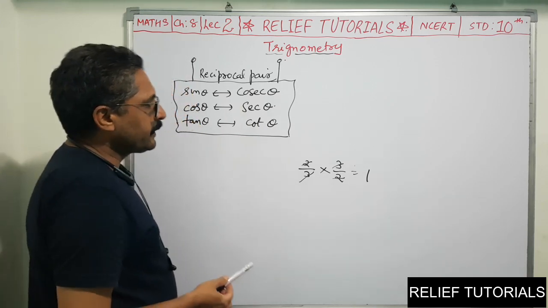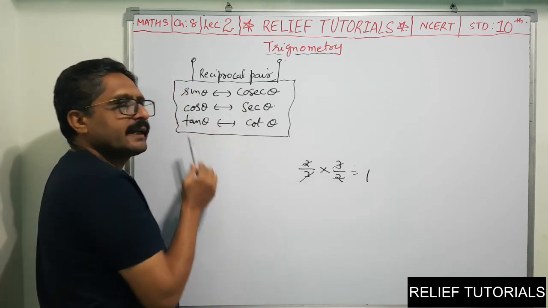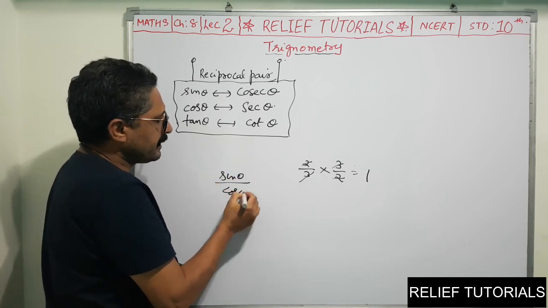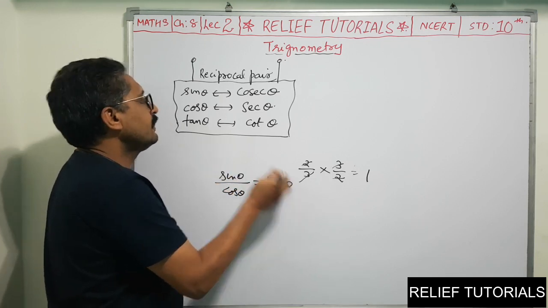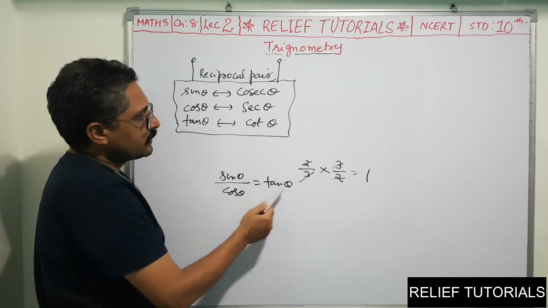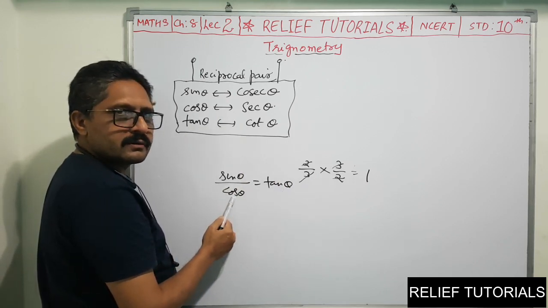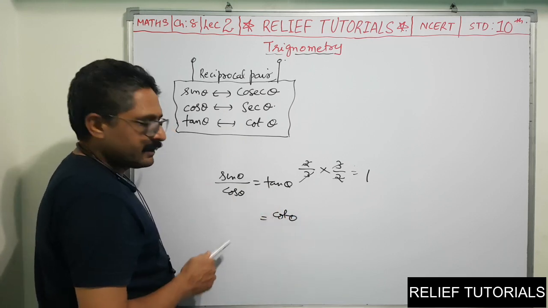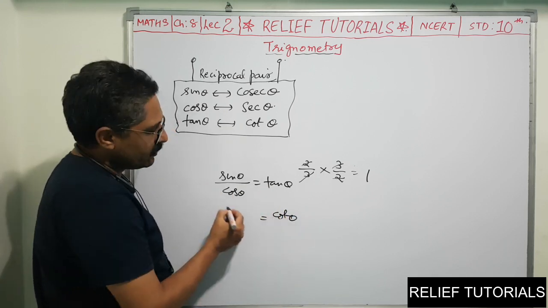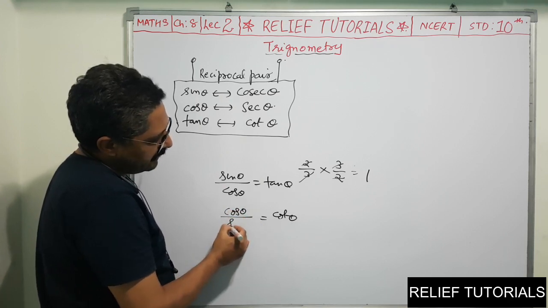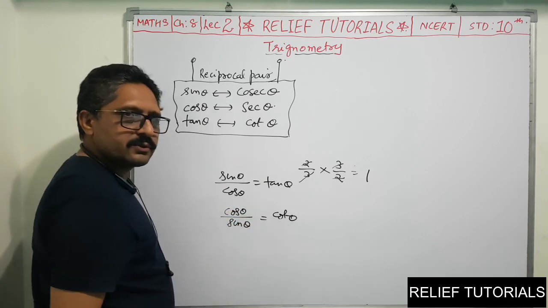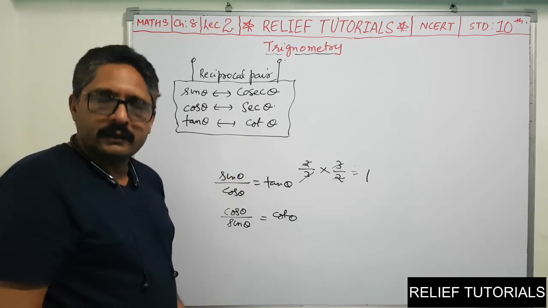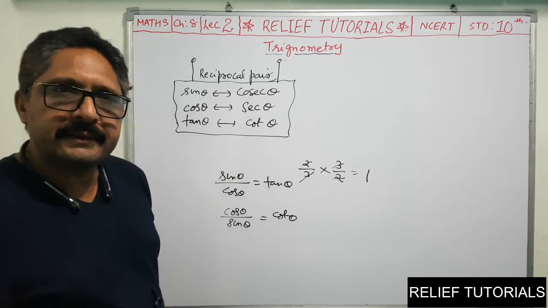And in the very beginning I told you that the two basic ratios are sin and cos. The ratio of sin theta and cos theta is equal to tan theta. So tan theta equals sin upon cos. Now cot theta is the reciprocal of tan theta, so it is the reciprocal of this ratio. That is, cos theta upon sin theta is equal to cot theta. In this particular pattern you have to remember the whole set of identities.